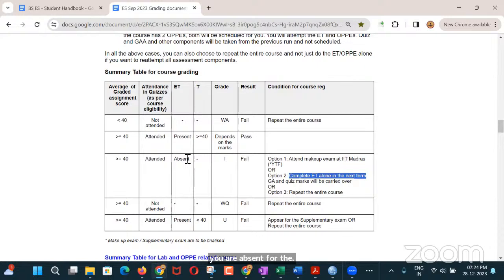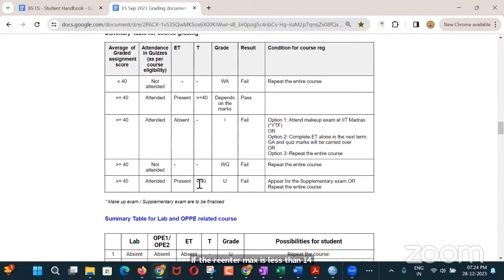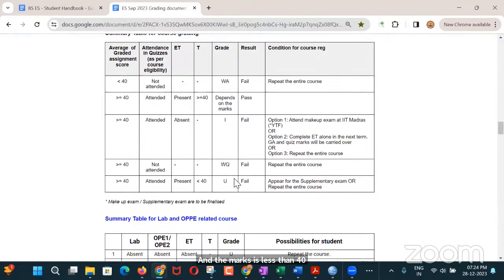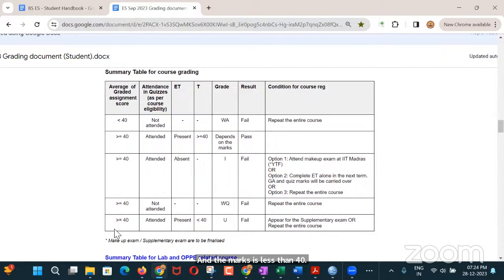So that option is there if you are absent for the end term. Now suppose your question is you're not absent, you're present, but your marks is less than 40. Is that what you're telling? Yes, sir. End term marks is less than 40. Okay. Here it is. If your graded assignment score is more than 40, if you have attended the quiz, if you are present for the end term, and if your total score is less than 40, then you'll get U grade. You'll have to repeat the entire course unless there is a supplementary exam.